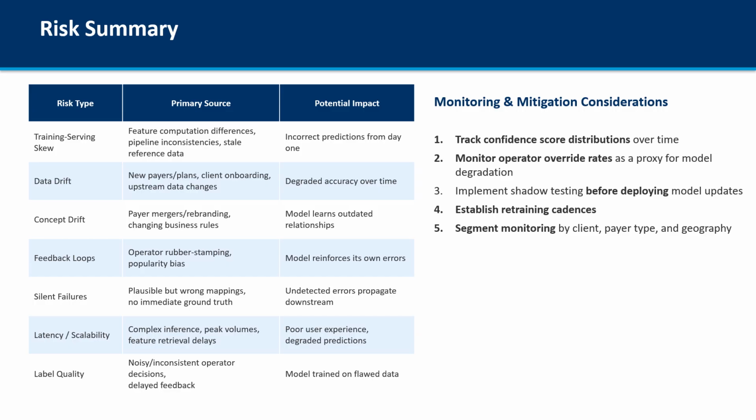To manage these risks, we should consider monitoring confidence scores over time to detect drift easily, and monitoring operator override rates as a proxy for model degradation. We should also implement shadow testing before deploying model updates, which would give us more control over the model changes and the outcome. Establishing retraining cadences tied to drift detection thresholds. Then we should do segment monitoring by provider, payer type, and geography to catch localized issues.